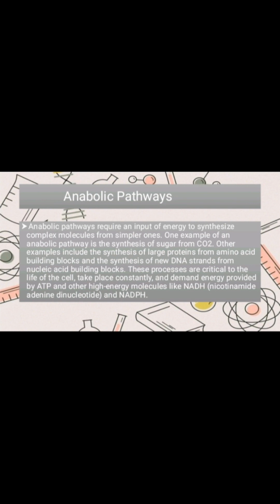They require energy input to synthesize complex molecules like proteins, carbohydrates, and lipids from simpler ones for growth, repair, and maintenance of the tissues in an organism. Examples include protein synthesis from amino acids and gluconeogenesis, which synthesizes glucose from non-carbohydrate sources like amino acids and glycerol. Now I will show you a video about anabolic pathways.